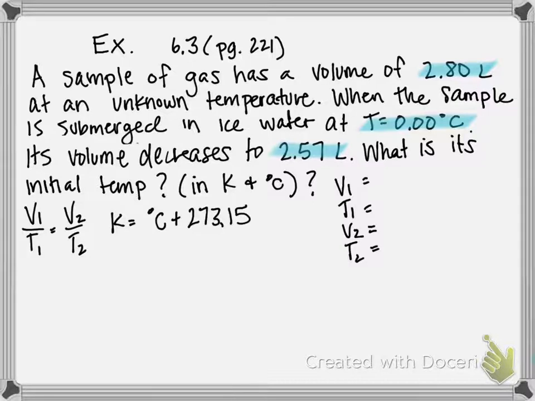So first, let's figure out what our variables are. First it says a sample has a volume of 2.8 liters. That is going to be our V1, 2.8 liters. It says it's at an unknown temperature, so that means we don't know our T1. And then it goes on to say that the volume decreases to 2.57 liters, so that is our V2. And our T2 is when it is submerged in ice water at 0 degrees Celsius.